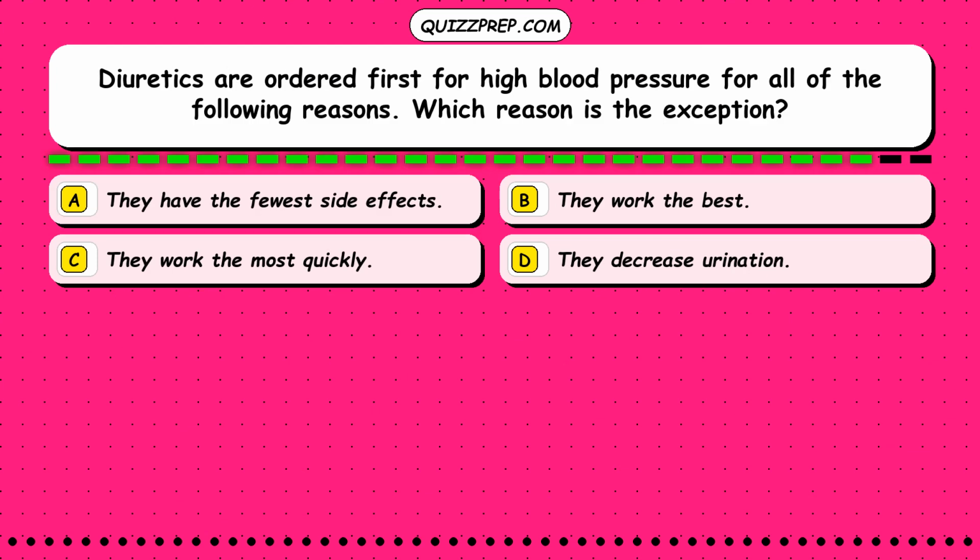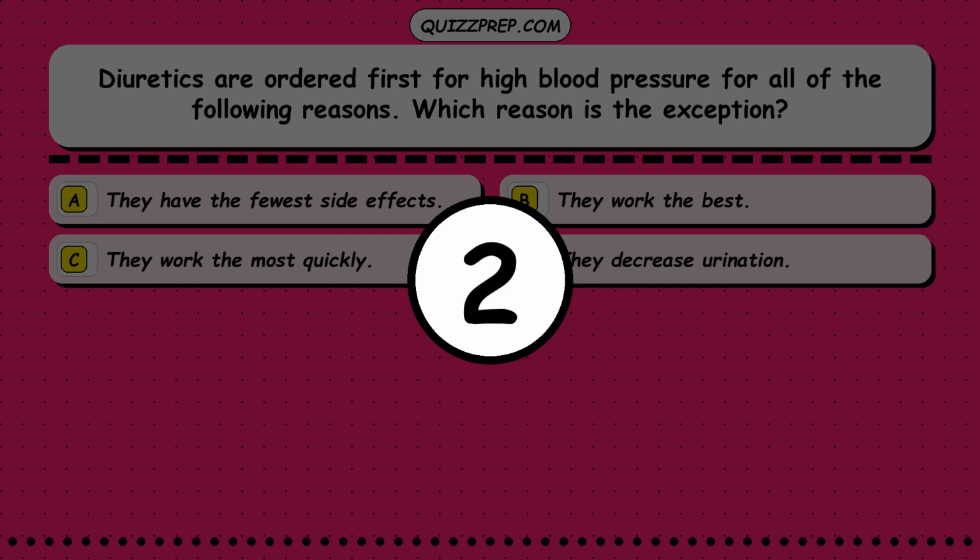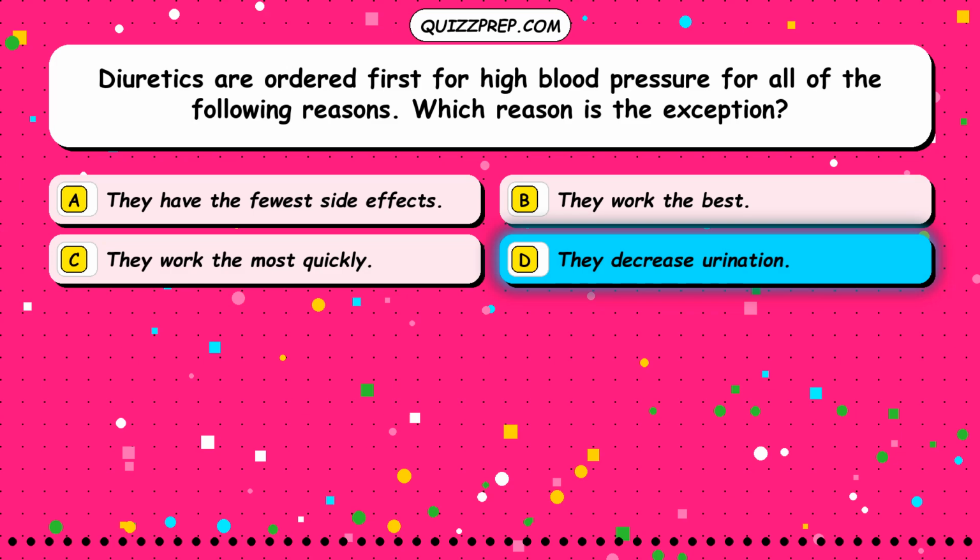Question 28. Diuretics are ordered first for high blood pressure for all of the following reasons. Which reason is the exception? Option A, they have the fewest side effects. Option B, they work the best. Option C, they work the most quickly. Option D, they decrease urination. The correct answer is option D, they decrease urination.